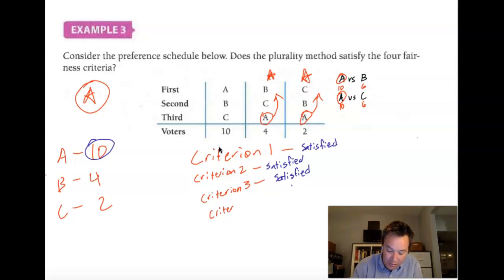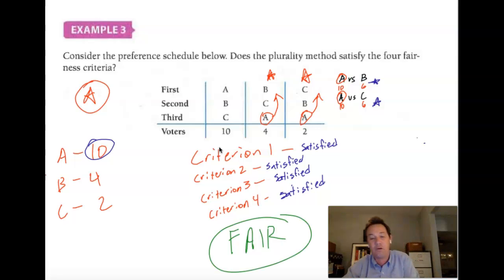Criterion 4, if a loser drops out and another election is held, then A should still win. And we saw by pairwise comparisons that that was the case regardless of who dropped out, right? So meaning if C dropped out, then it would just be A versus B. And we saw that A wins. And if B drops out, then it would just be A versus C. We saw that A wins. So criterion 4 is also satisfied. And this is deemed a fair election by satisfying all 4 fairness criteria at the same time.